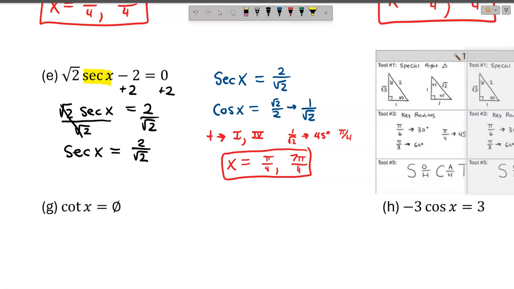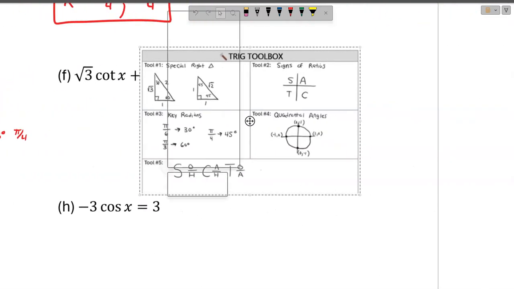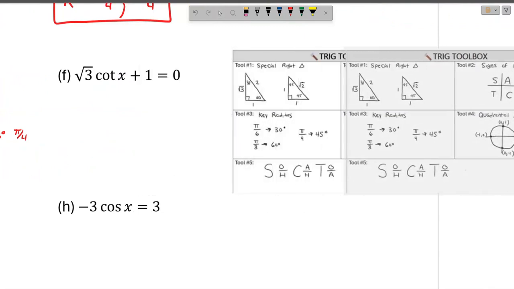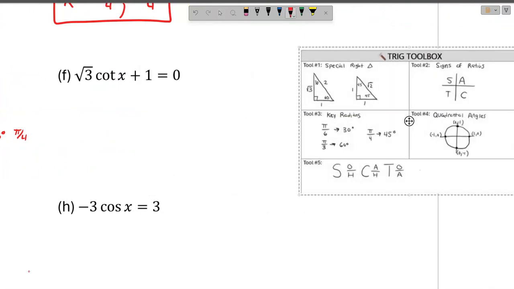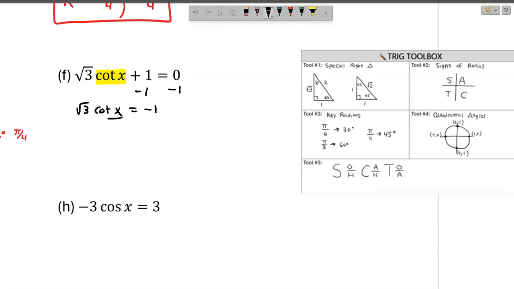Now, let's look at another one of these. Let's go through one, and again, same thing, feel free to pause this if you feel like you can tackle letter F before we go through it together. So first thing I want to do is, in these situations, we're just going to get that cotangent by itself so that we can evaluate it. So we're going to subtract 1 first, and then divide by the square root of 3. So we have cotangent of x is equal to -1 over root 3.